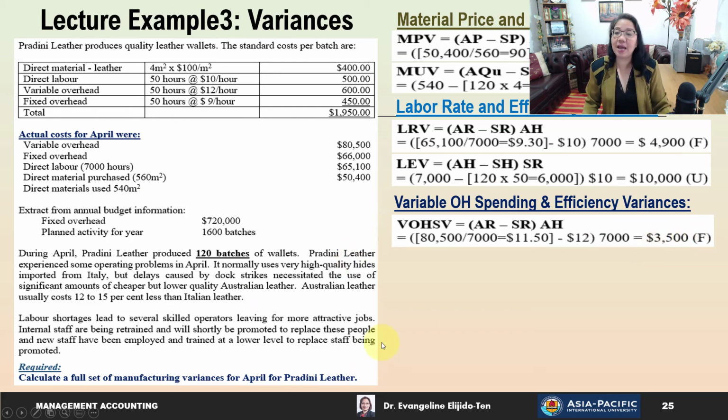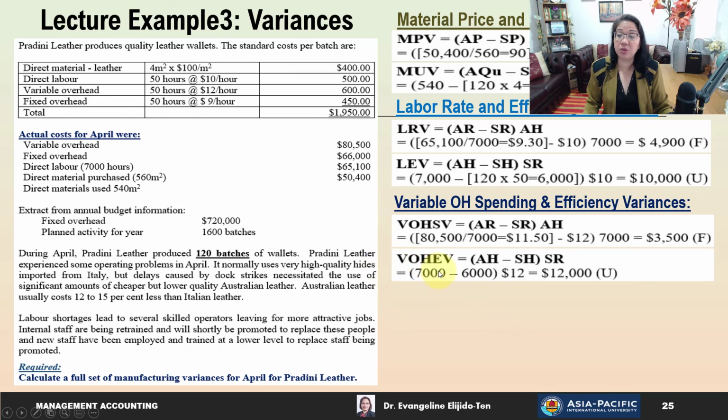All right, now let's move on to the variable overhead efficiency variance. The formula is actual hours minus standard hours times standard rate. Does that look familiar? Again, yes, it's the same as your labor efficiency variance. So we already know that our actual hours is 7,000. The standard hours is already known because we've calculated it earlier, 6,000.